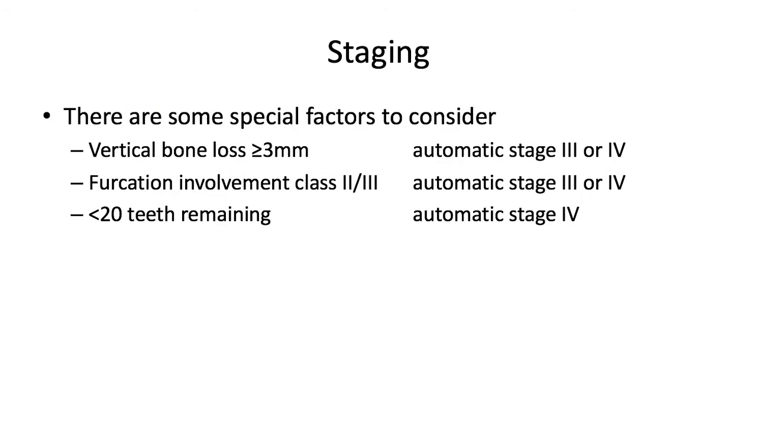There are also some special factors to consider. If you have vertical bone loss at 3 millimeters or more, that puts them at an automatic stage 3 or 4. Furcation involvement, class 2 or class 3. Class 2 means you have a horizontal furcation that's greater than 3 millimeters. Class 3 means that you have a through and through furcation involvement, so you can pass that Nabers probe all the way through the furcation area. That's an automatic stage 3 or 4 as well. And if the patient has less than 20 teeth remaining, they're an automatic stage 4.